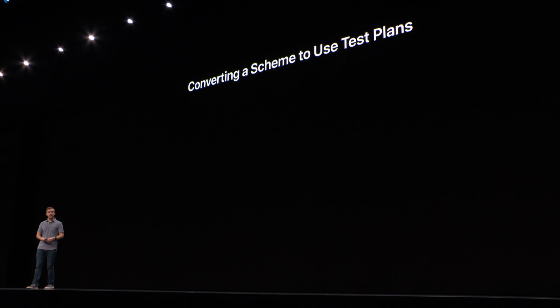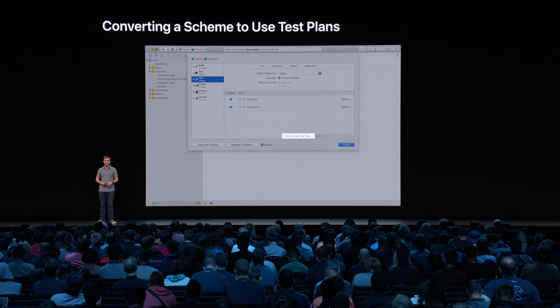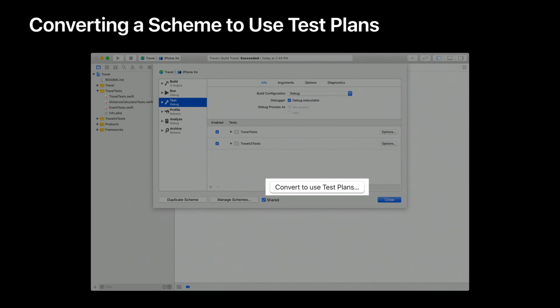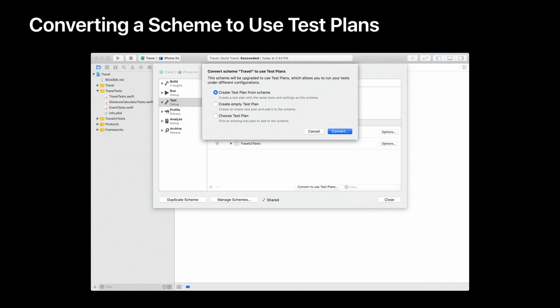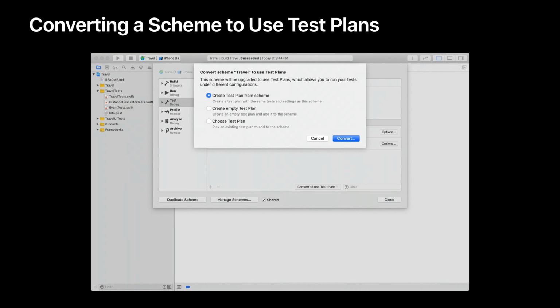So you might be wondering, how can I begin using test plans? If you have an existing project, you'll first need to convert your scheme to use test plans. To do that, first edit the scheme, then go to the scheme's test action, and there you'll see a button labeled Convert to Use Test Plans. Clicking on this button will show a sheet offering the different ways that you can convert the scheme.